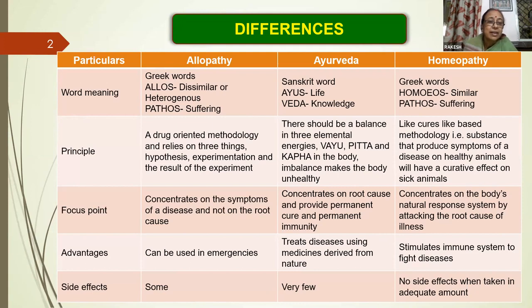Regarding side effects, there is some side effect in allopathy. In Ayurveda, if the dose is given in heavy amount, it will cause a few reactions. Whereas in homeopathy, there is no side effect when taken in adequate amount. Homeopathy can also be given with allopathy. It has been seen that if there is a gap of half an hour to one hour, homeopathy and allopathy can go together when there is need.